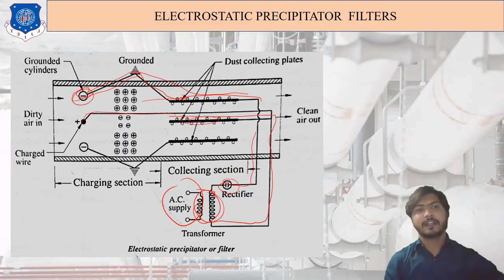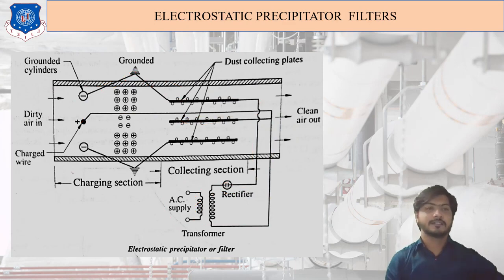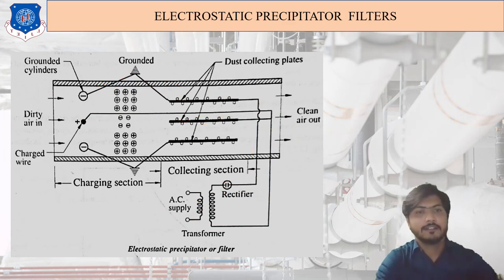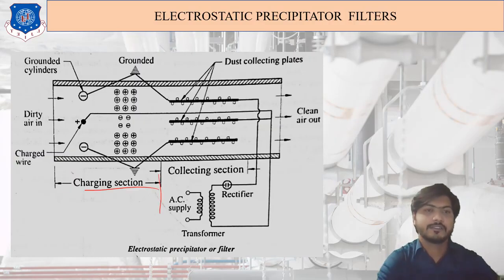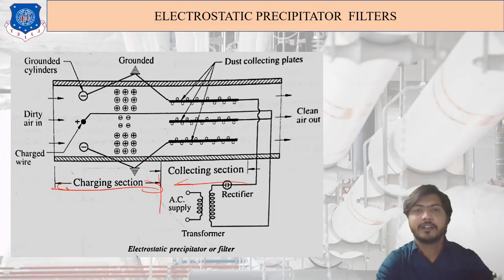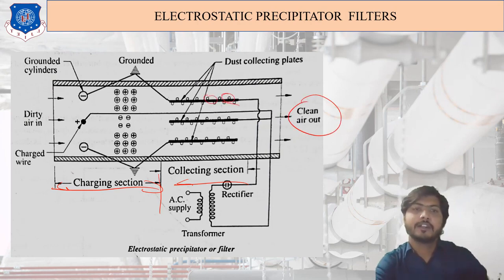Like this we can ionize dirty particles in atmospheric air. This section is known as the charging section, where dust particles are charged, and this is the collecting section, where dust particles are collected. After that we obtain clean air because the dust particles are accumulated on these plates.